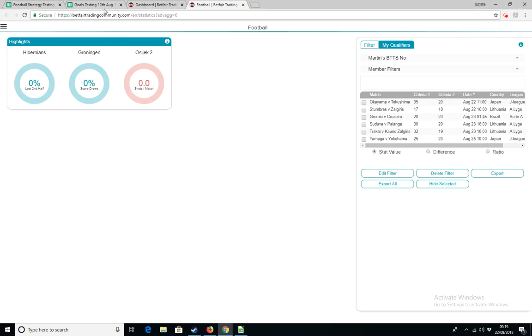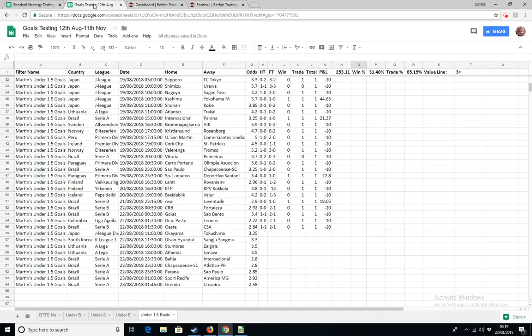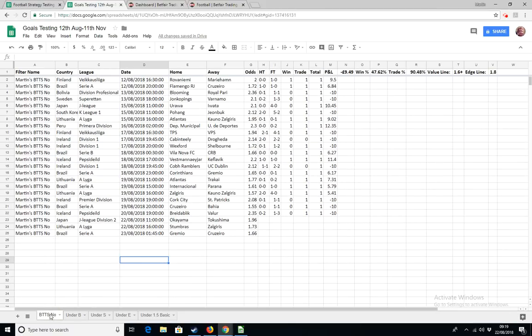And then I come to my spreadsheet. Okay, just going to click it. I use Google Drive. Now, what I've got here, as you can see, is I've got 5 filters along the bottom here. So I'm just going to click both teams to score no right at the bottom here. And as you can see, I've already got the 3 I mentioned above. So I'm just going to click here.